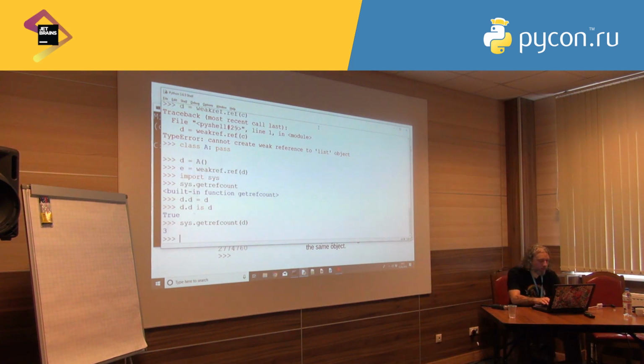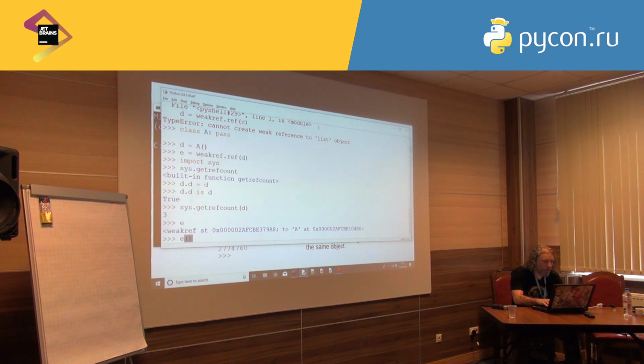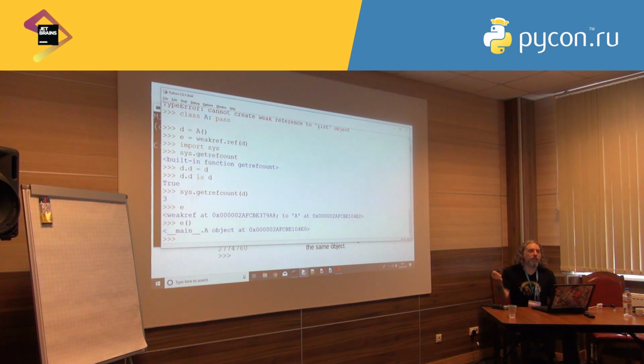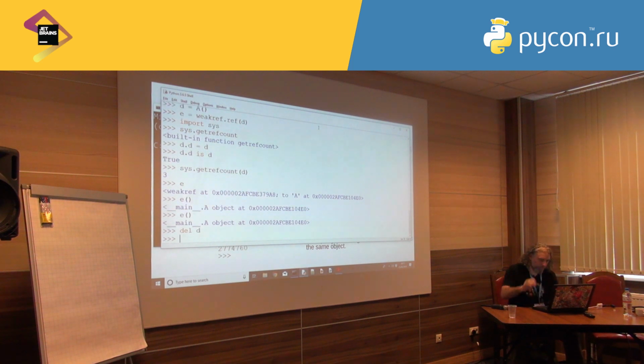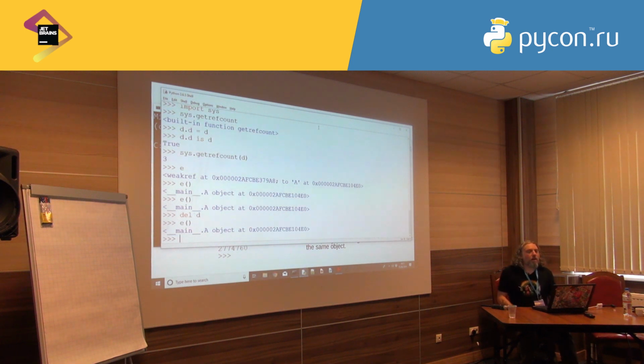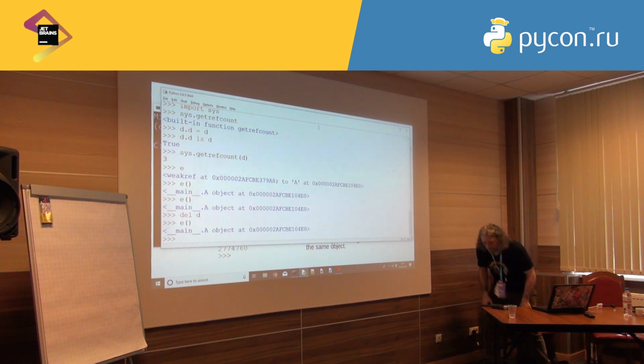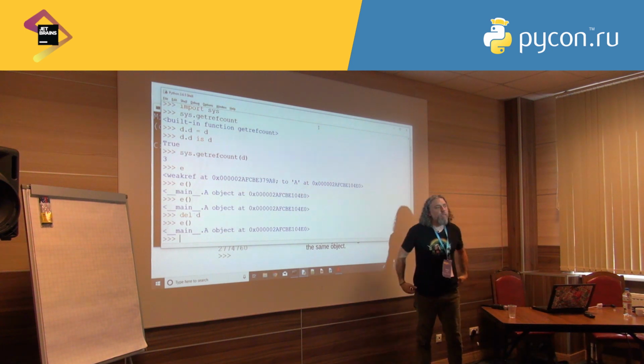So I have our weak reference E. If I call the weak reference, it returns the object. That's how you get the object back. If the object has gone away, it returns None. So let me do del D. Okay, now normally, at this point, the reference count would have dropped to 0. The object would have been collected, but I think because the object has a reference to itself, the reference count never drops to 0.